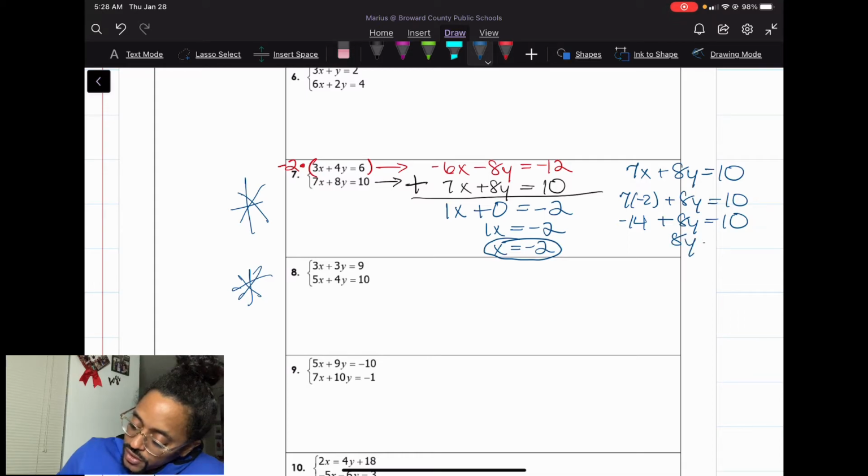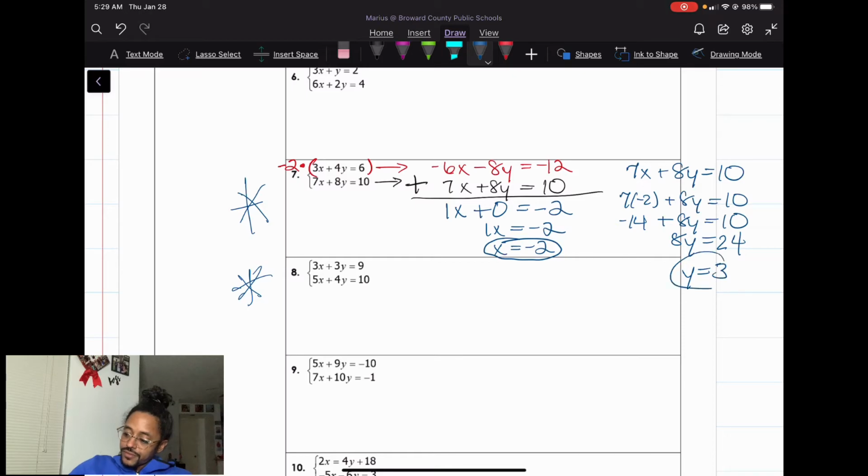We're gonna add 14 to both sides, and when we add 14 to 10, that makes 24. And obviously the last step here is to divide both sides by positive 8. 24 divided by 8 is 3. So y equals 3. Our solution here is negative 2 and positive 3.